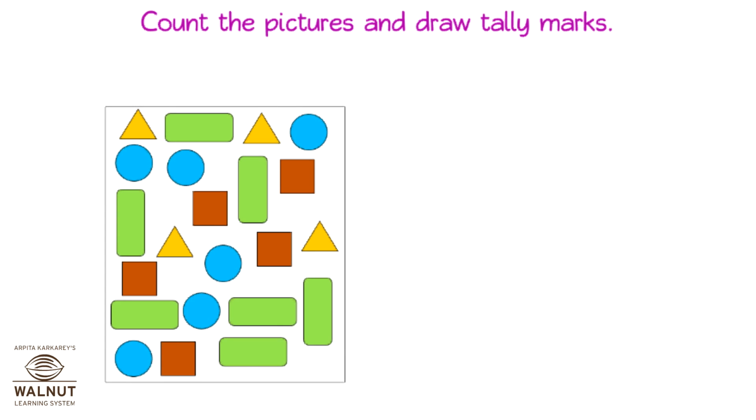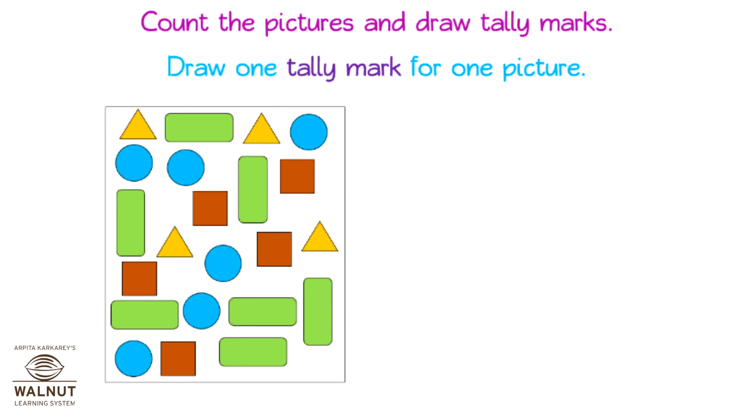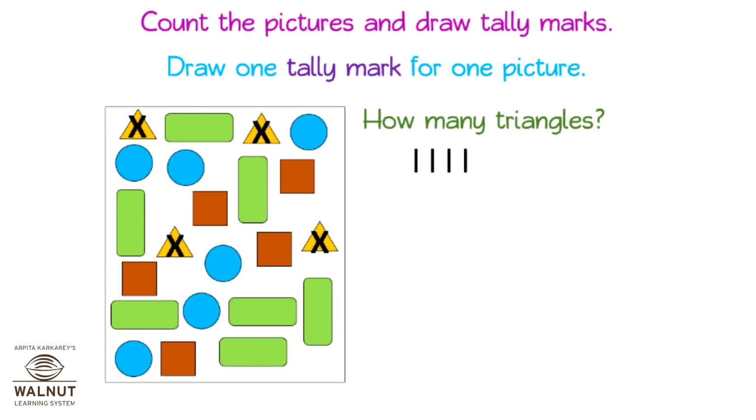Count the pictures and draw tally marks. Now, we can draw one tally mark for one triangle. How many triangles? Do you remember? I have told you to put a cross when you count, so that you will not count the same thing twice. Now, let's count triangles. 1, 2, 3, 4. So, we have 4 triangles.